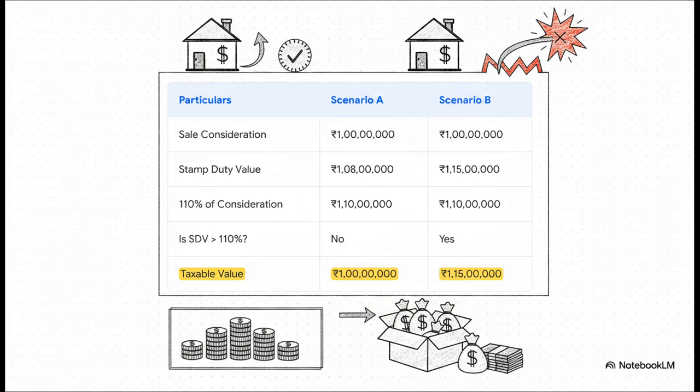But look at scenario B. The stamp duty value is 1.15 crores. Because that crosses the 1.10 crore threshold, the entire 1.15 crores is now considered your sale price. That's a 15 lakh jump in taxable income just for crossing that one tiny line.